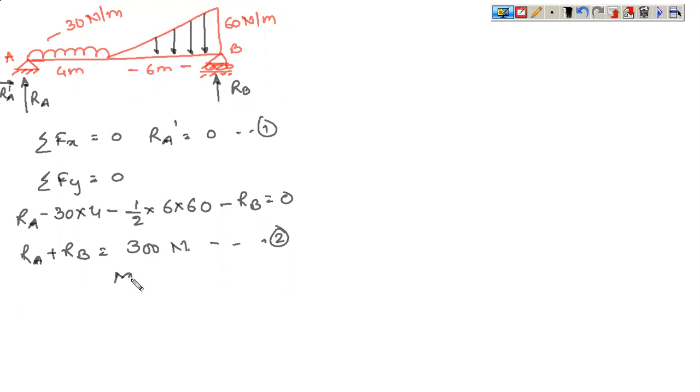Now let us take moment about A and equate it to 0. So if you take moment about A, these two forces are producing zero moment. 30 into 4 is the force. It is resolved at a distance of 2 meters from A. So this is 30 into 4 into 2. The nature is clockwise, so this is positive. Now you can see this is force and this is distance.